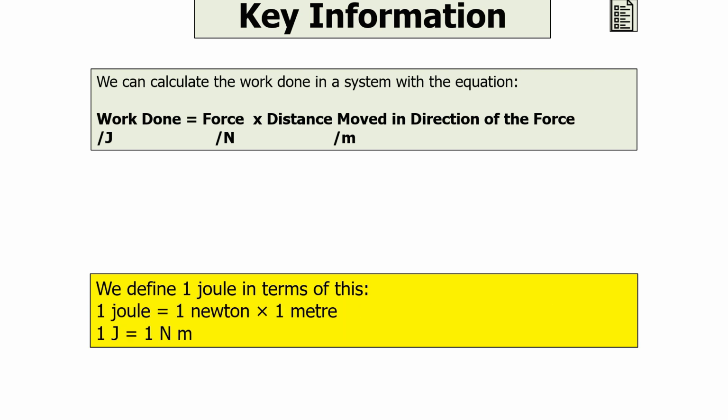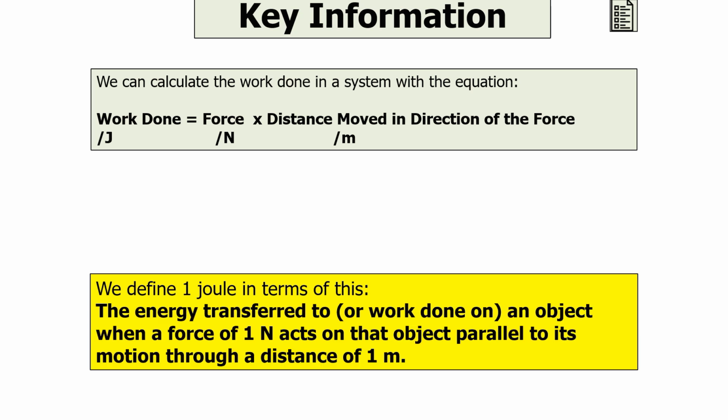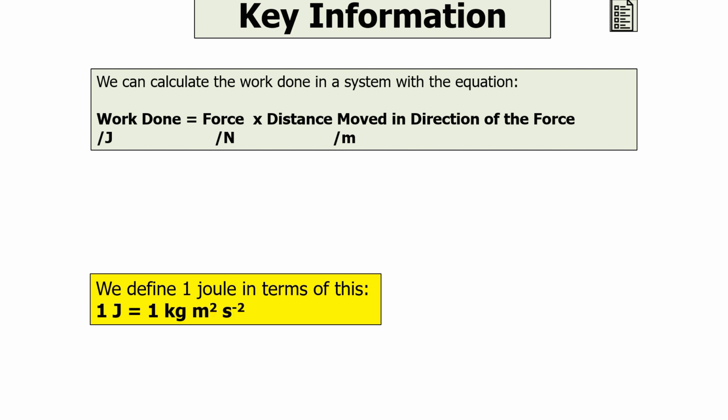It is also defined as the energy transferred to, or the work done on, an object when a force of 1 newton acts on that object parallel to its motion through a distance of 1 metre. So we could also define it in terms of SI base units. So 1 joule is equal to 1 kilogram metre squared per second squared.